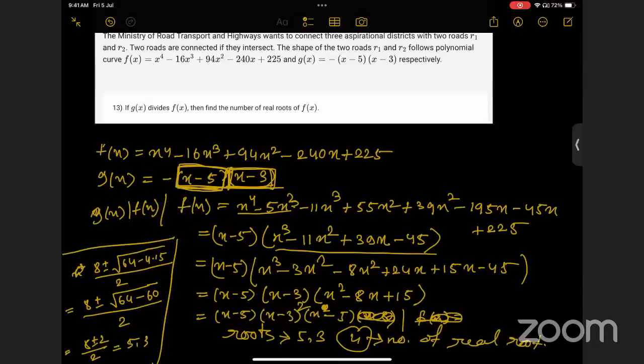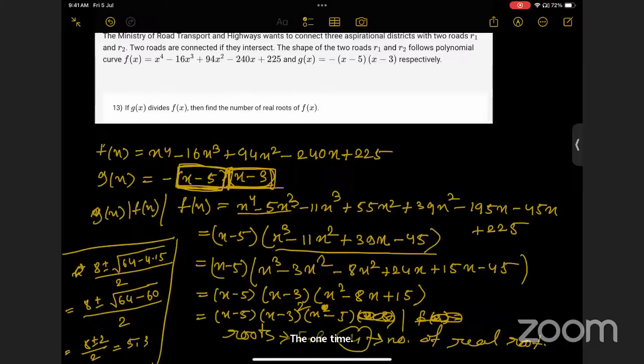Okay, if they mean that after dividing with the polynomial g, what will be the number of real roots of f(x), then it may be 2. But if we want to find the number of total roots of f, then it will be 4. I think in this question, they mean that after the polynomial division process, they want the roots of g. Yeah, then it will be 2.